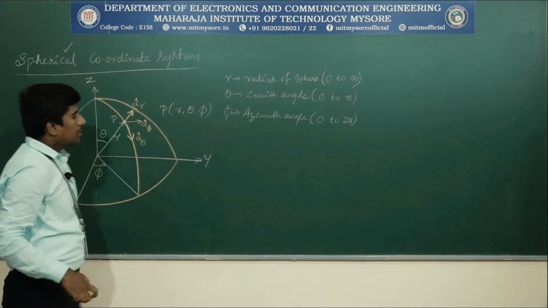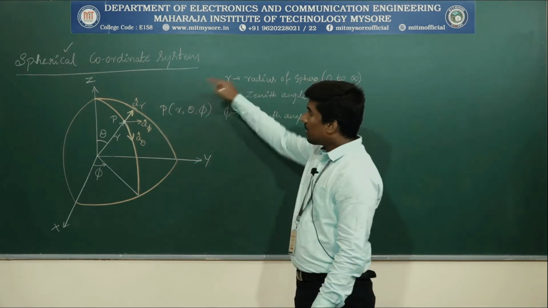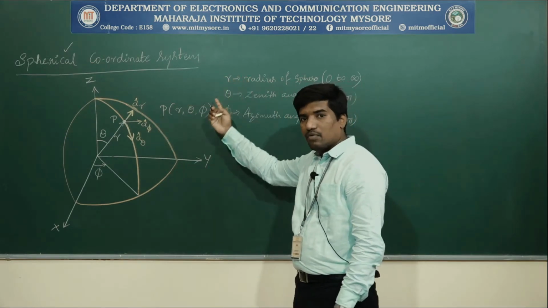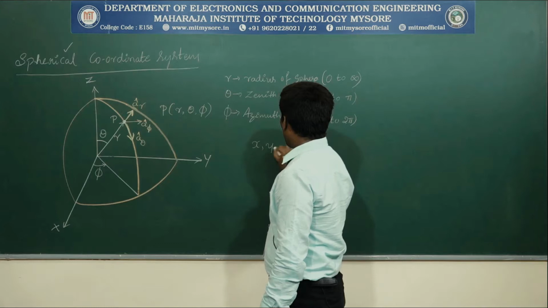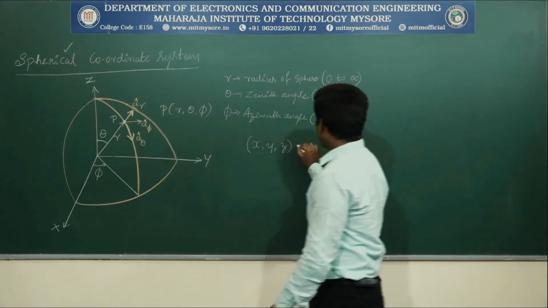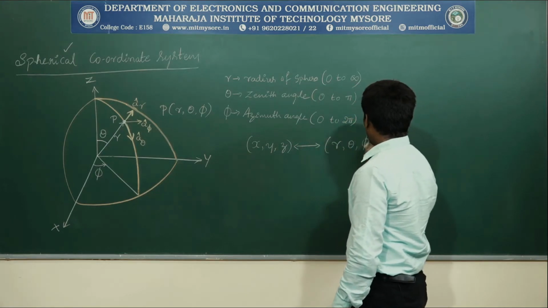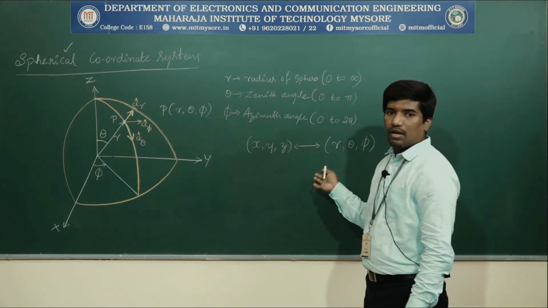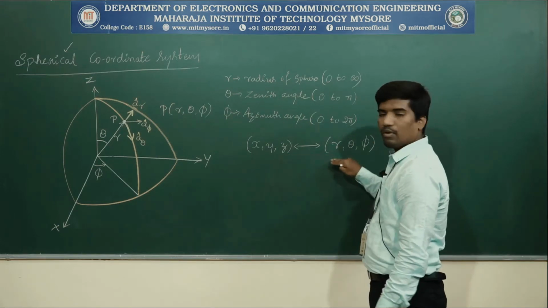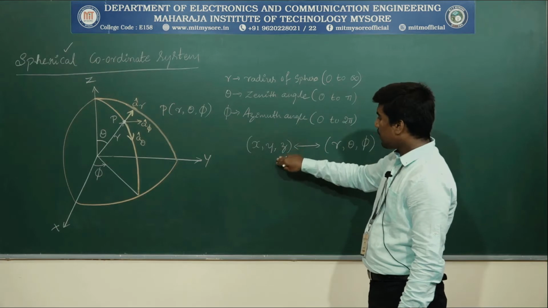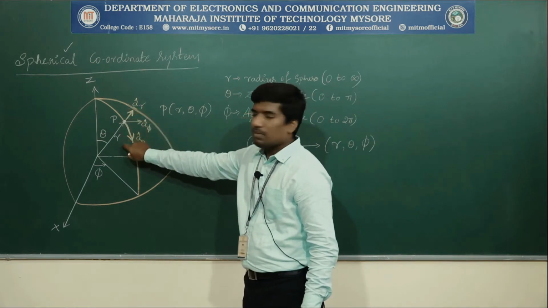Now let me write the spherical coordinate system in terms of the Cartesian coordinate system. How can that be represented? x, y, z need to be represented in terms of r, theta and phi. Interconversion is required whenever applicable in our theoretical aspects, so we need to perform this. In order to do this interconversion between Cartesian and spherical coordinate systems, we need to simplify this particular diagram.